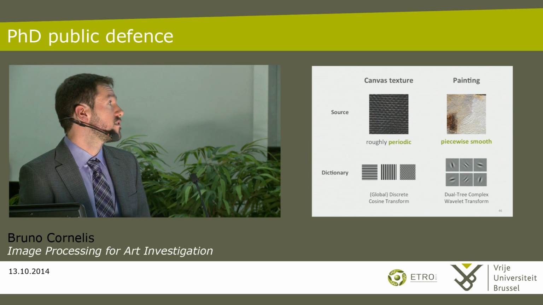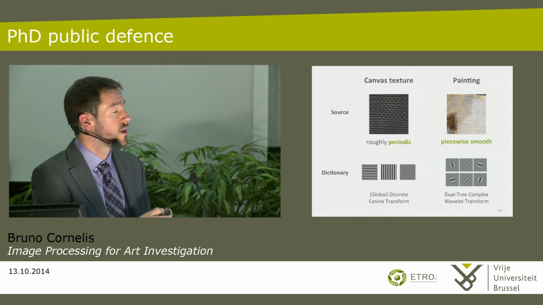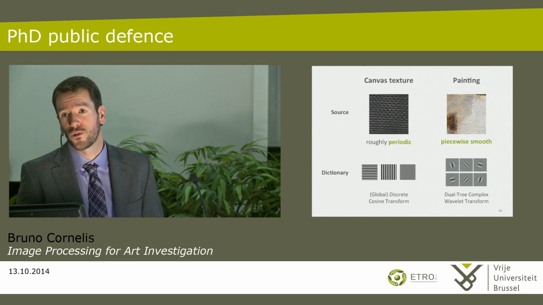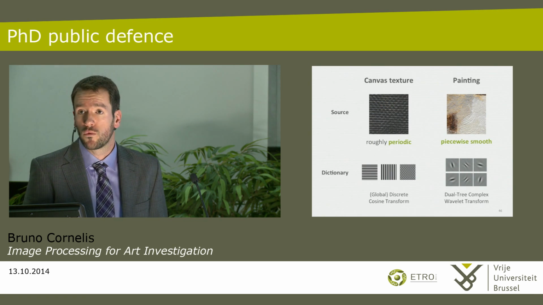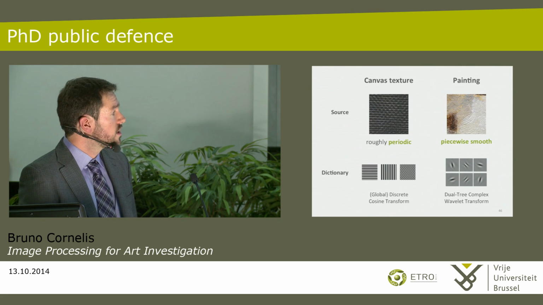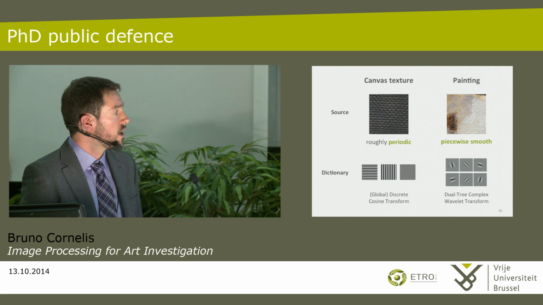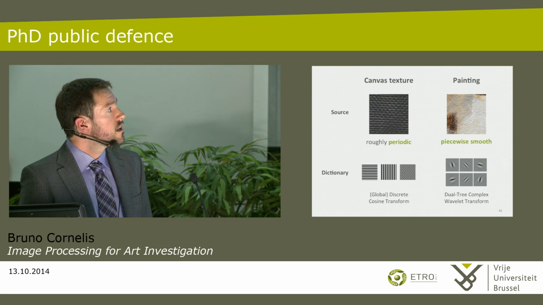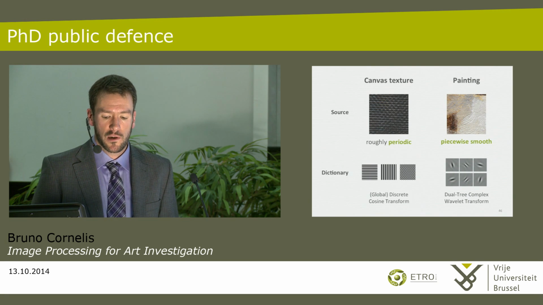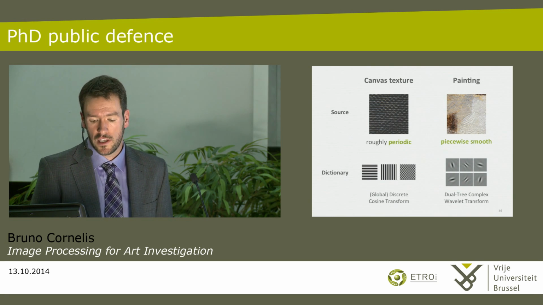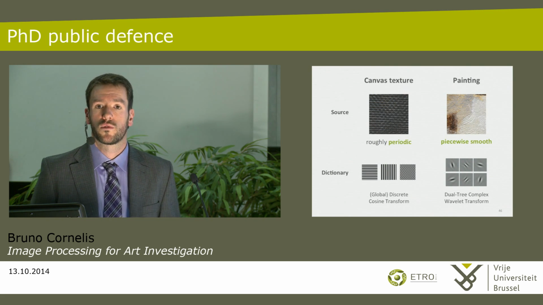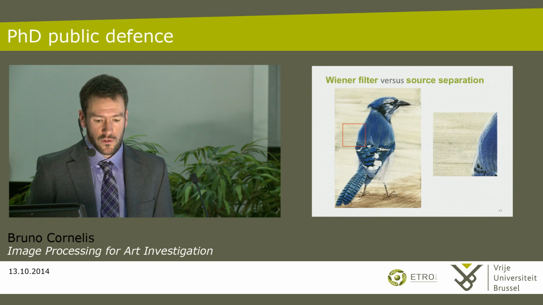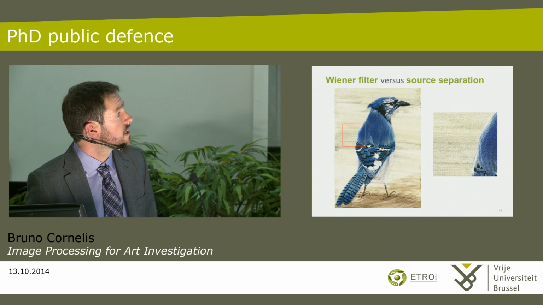We need a very good description of our components in order to choose our dictionary. On the one hand, we have canvas, which can be described as being roughly periodic, which motivates the choice of periodic atoms, and these come from the global discrete cosine transform. And painting is what we call in image processing a piecewise smooth image signal. From the literature we know that a dual-tree complex wavelet transform is the optimal choice. So let's apply both methods to a painting that contains some canvas.